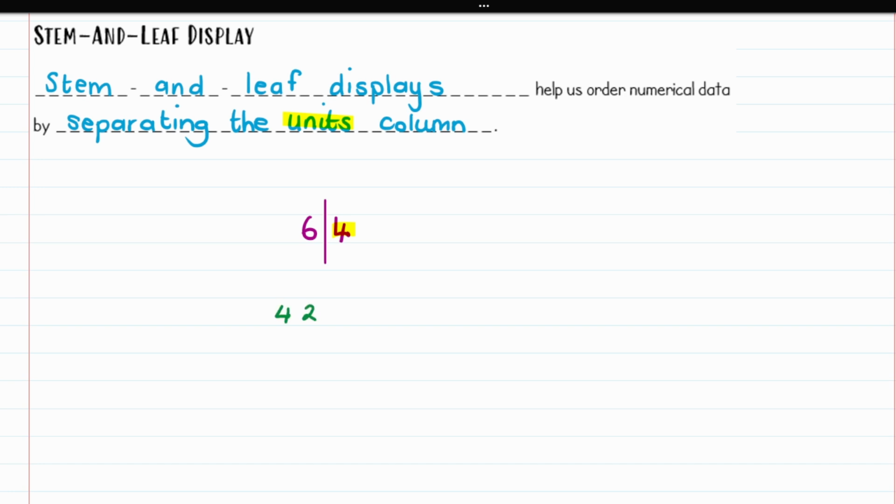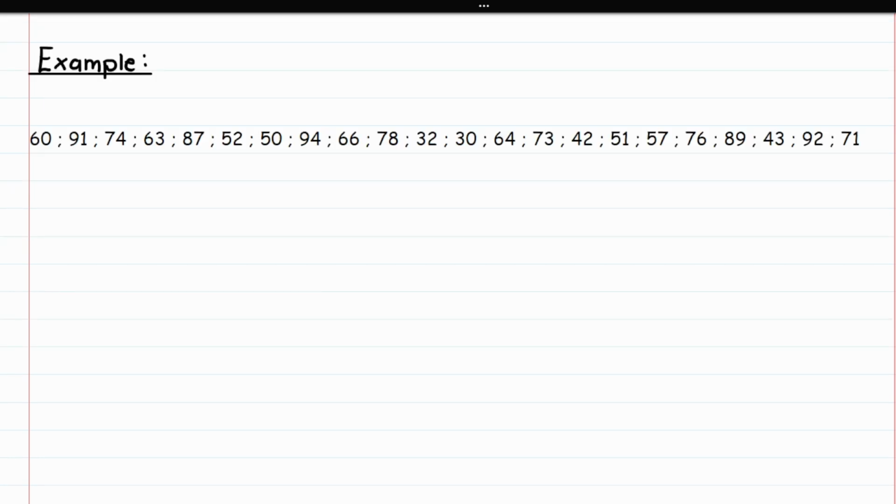Or we might have 429. This can be expanded into 400 plus 20 plus 9. Since the 9 is in the units column, we will separate this from the 420. This becomes helpful when we are looking at long lists of numerical data, like in the example below, which shows the percentages for a test.